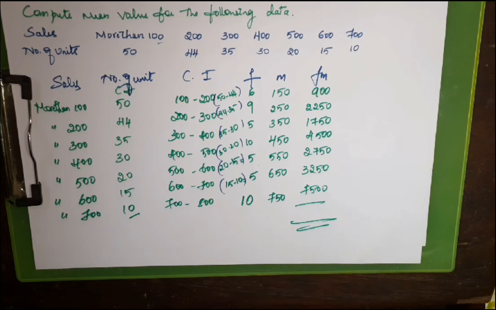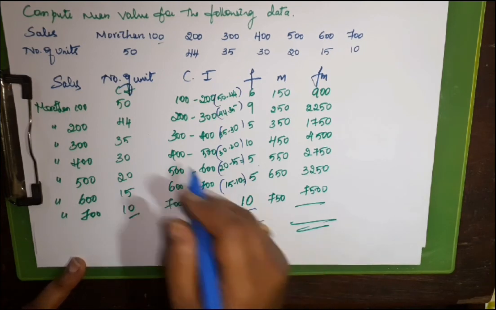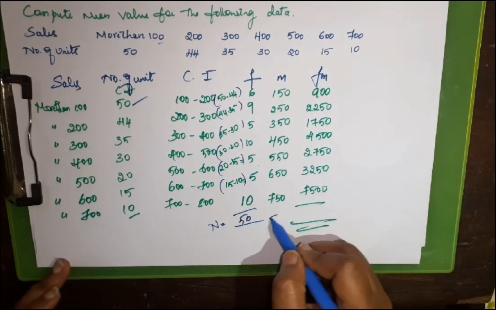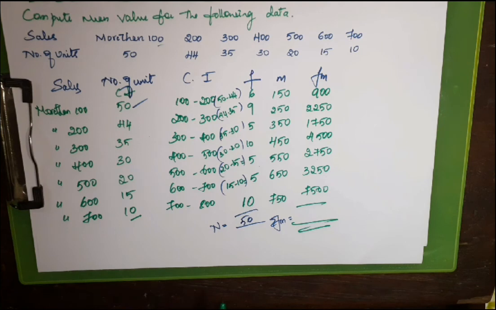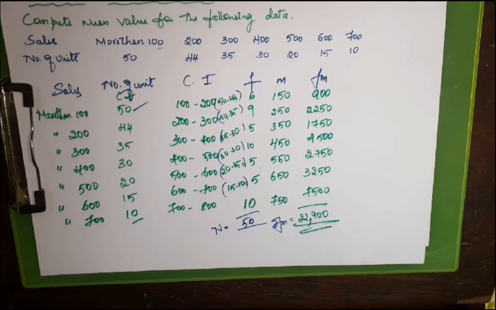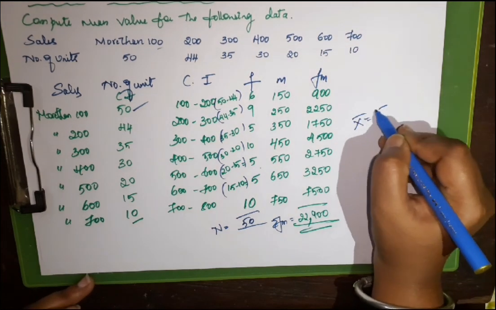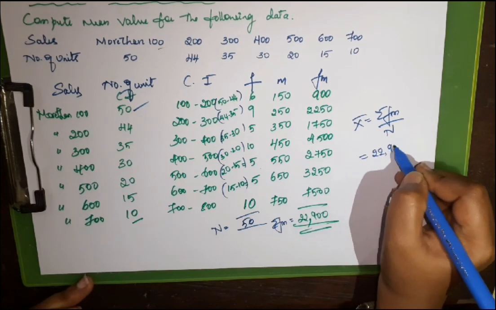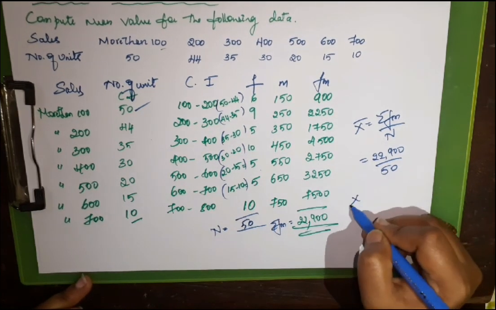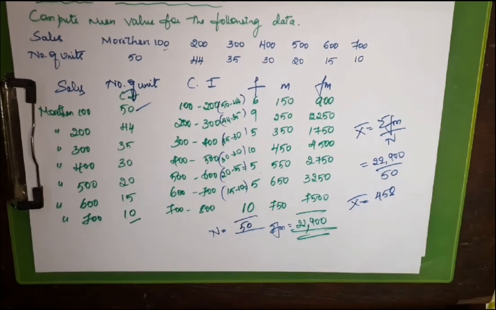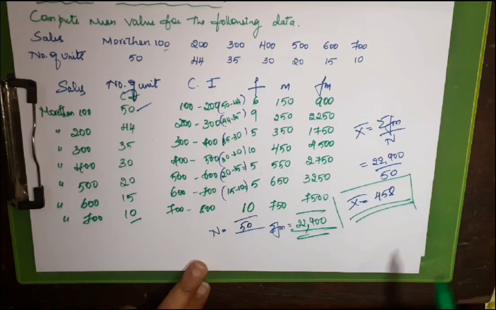So make a total of it. Here also you can make the total of n. So it will be equal to the first number, so you will get 50. And the total of FM, you will get 22,900. Okay. So arithmetic mean is sigma FM by n, that is equal to 22,900 divided by 50. So you are getting the arithmetic mean as 458. Okay, this is how you have to find arithmetic mean under closed-ended classes.